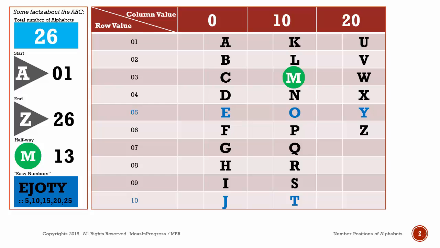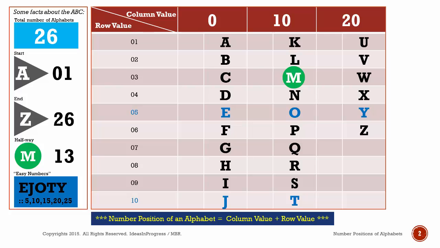In order to know the number position of any of the alphabet in this table, you just need to remember this simple formula, and that is that the number position of an alphabet is the sum of its column value and row value. What do I mean by that? Let's take an example. Let's take alphabet P for example. P is in row with the value 6 and column with the value 10. The number position of alphabet P is therefore 10 plus 6 equals 16. That is the number position of alphabet P.